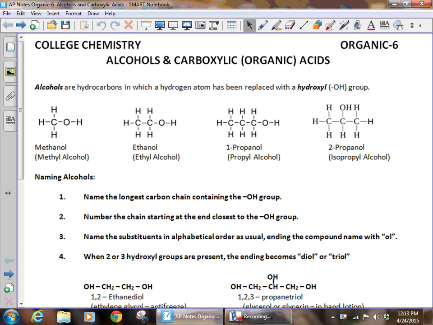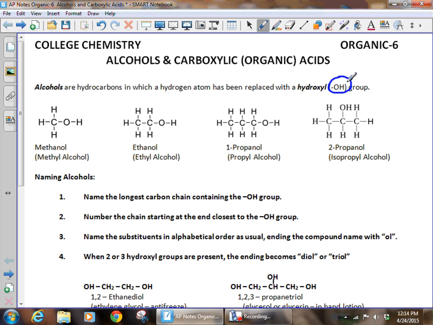Today we're going to talk about alcohols and carboxylic or organic acids. Now we've dealt with both of these types of compounds before in our discussion. We're just going to learn a little bit more about their structure today. In this first example, let's start out with our alcohols. Alcohols, remember, are carbon-containing compounds that have an OH or hydroxyl group on the structure somewhere.